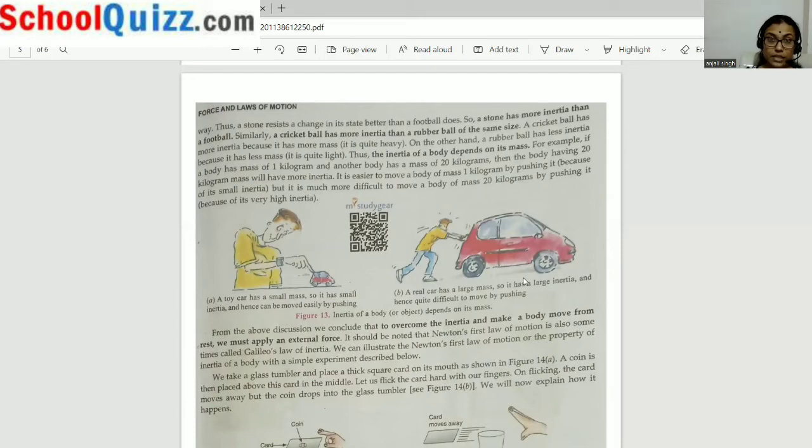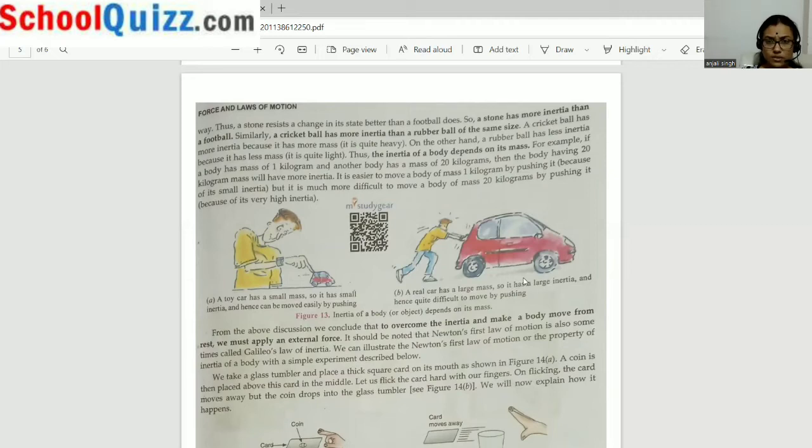Okay. Inertia of a body depends on its mass. See, for the boy pushing a small toy car, it is very easy. And to push a real-life car is more tough, because the mass of the car in the second picture is greater than the mass of the car in the first picture. It means he has to apply more external force. Okay, it means it has more inertia.